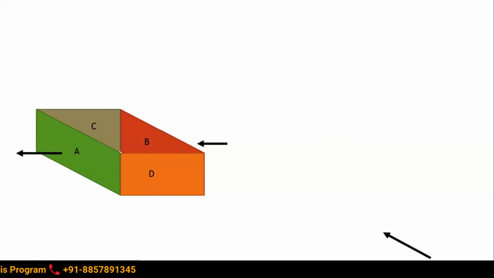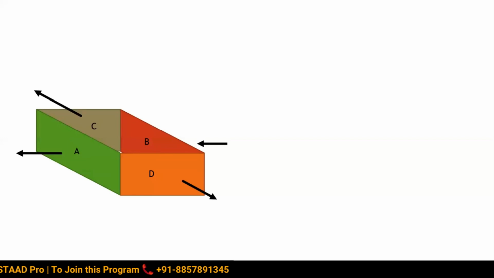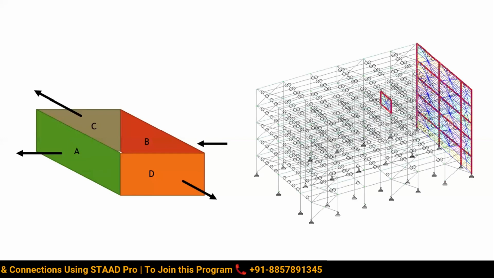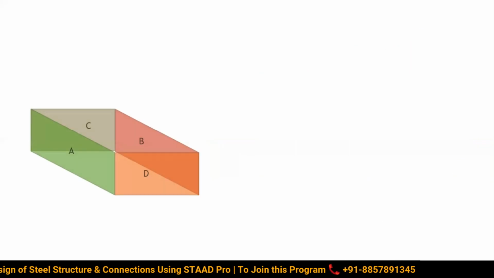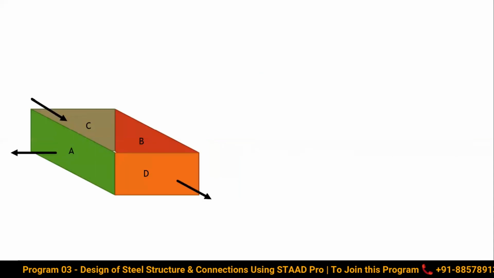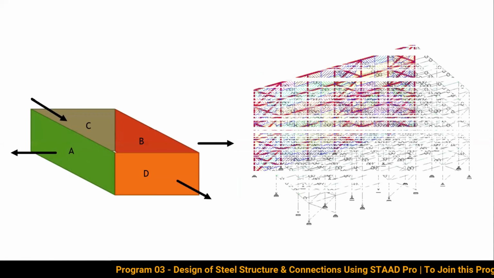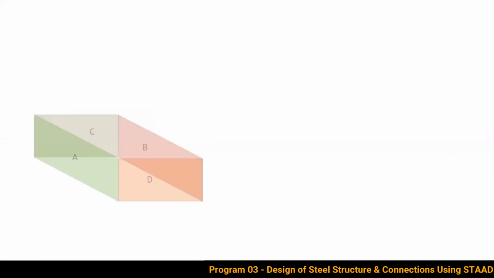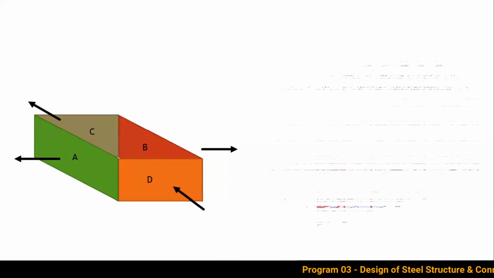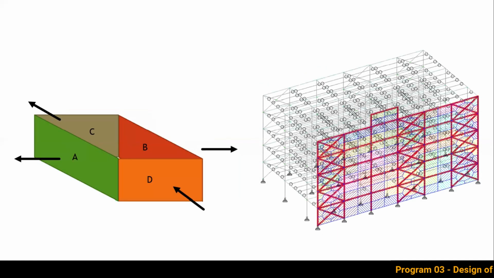Again, if wind is coming from B, it will go out from the other three directions and the wind is at the other side. If wind is coming from C, it will again go out from the other three directions and we have this other combination. And for D, again, we have the other combination.